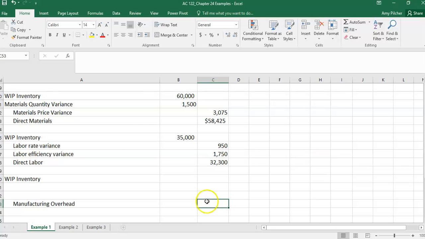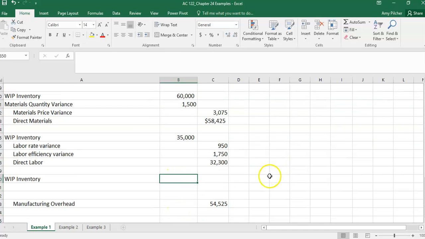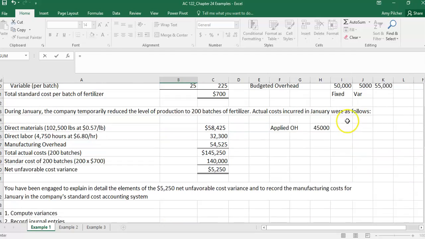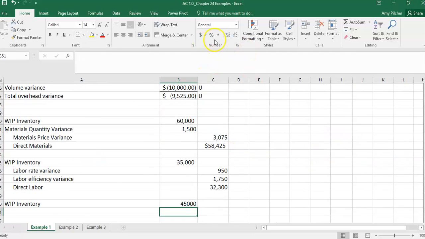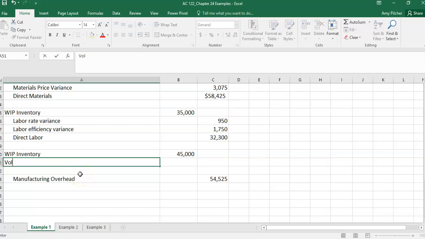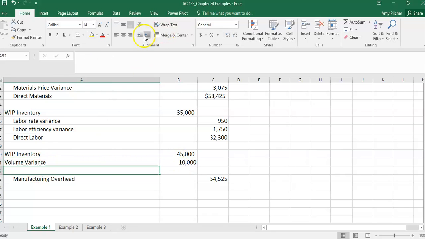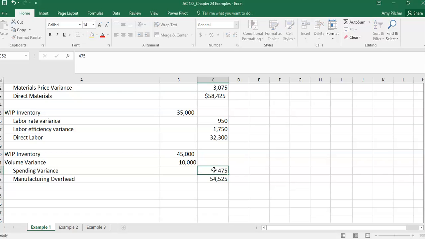And last is our overhead. So our actual expenditure of overhead was $54,525. Our applied overhead is $45,000. And then we had a volume variance of 10,000 and a spending variance of $475.